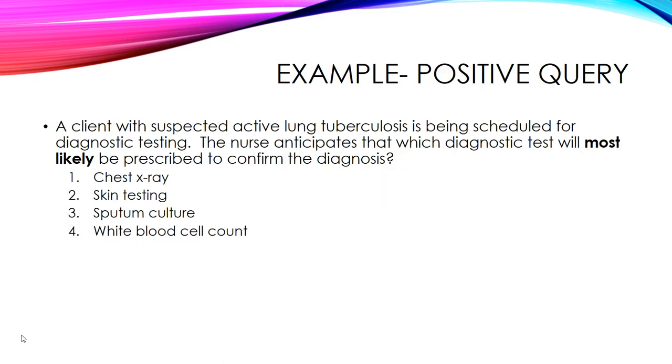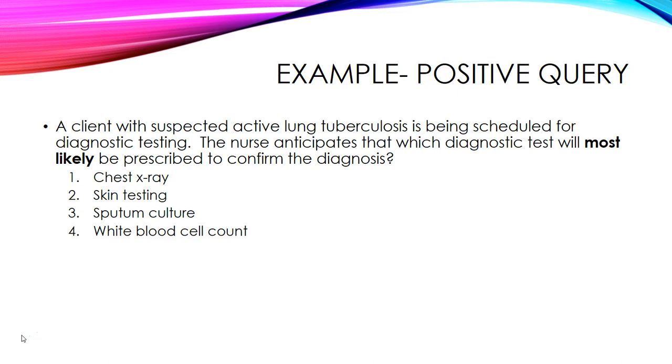So let's do an example of a positive query type of question. In this question, the client with a suspected active lung tuberculosis is being scheduled for diagnostic testing. The nurse anticipates that which diagnostic test will most likely, I put that in bold because that's our strategic word, which diagnostic test will most likely be prescribed to confirm this diagnosis. So as we go through our selections, we have chest x-ray, skin testing, sputum culture, and a white blood cell count.